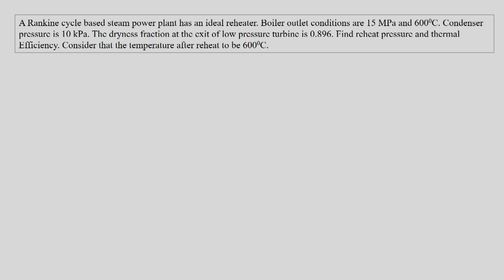The example reads that a Rankine cycle based steam power plant has an ideal reheater. Boiler outlet conditions are 15 megapascal and 600 degree Celsius. Condenser pressure is 10 kilopascal. The dryness fraction at the exit of low pressure turbine is 0.896. Find reheat pressure and thermal efficiency. Consider the temperature after reheating to be 600 degree Celsius.